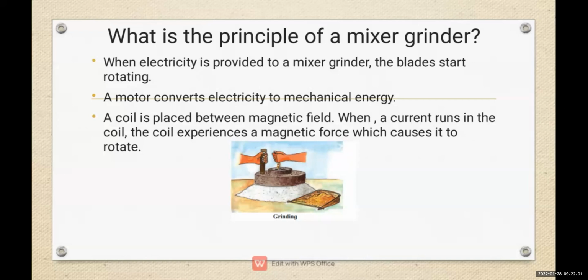Which energy form is it? It is mechanical energy. A coil is placed between the magnetic field. Some coils are there in the mixer grinder. When we switch it on, the current runs in a coil. The coil experiences a magnetic force which causes it to rotate.